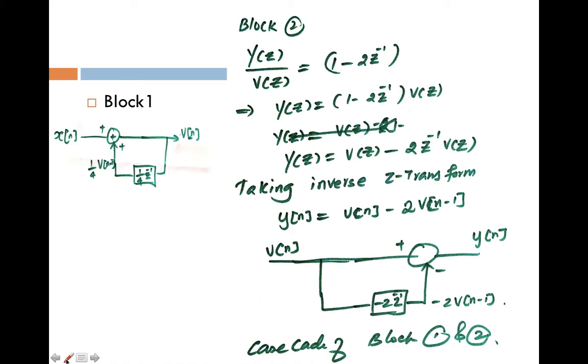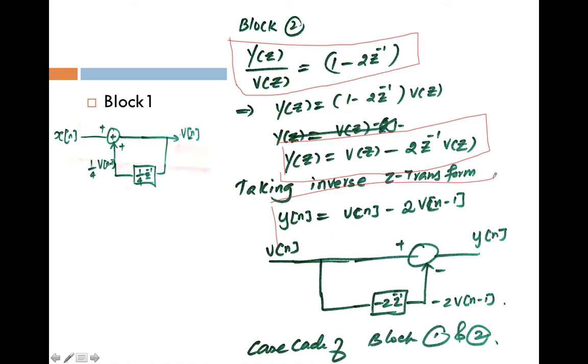Similarly, I am going to draw the block diagram for the second equation. The second equation says y of z by v of z is equal to 1 minus 2 into z power minus 1. Again, you have to cross multiply it and take the inverse z transform, and you will get y of n is equal to v of n minus 2 into v of n minus 1.